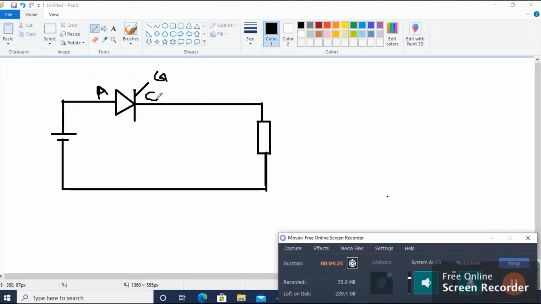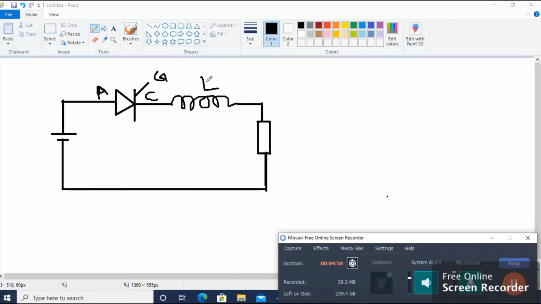We have an SCR operating on a load, so it will act as a switch. If we allow the SCR to operate in this manner, what is going to happen? The di by dt will increase, and that affects the performance of the SCR. Afterwards, the temperature increases inside the SCR and the device will be spoiled. To overcome this difficulty, what are you going to do? You need to connect one inductor in series with the SCR. So let us connect one inductor in series with the SCR.